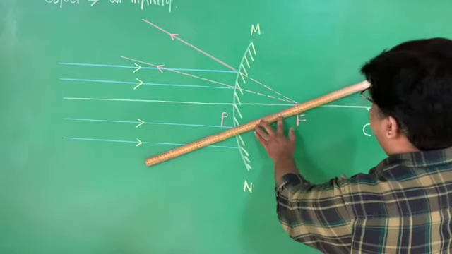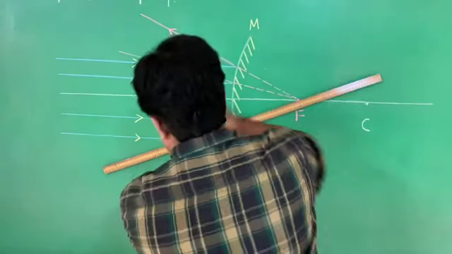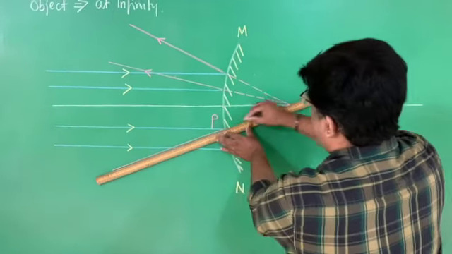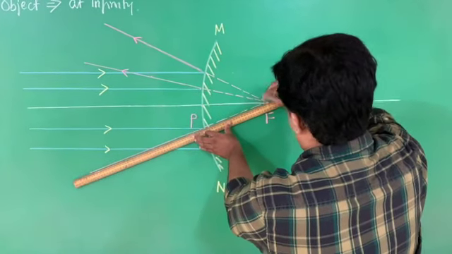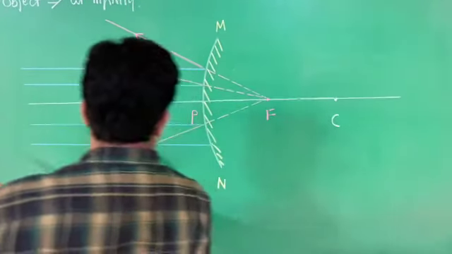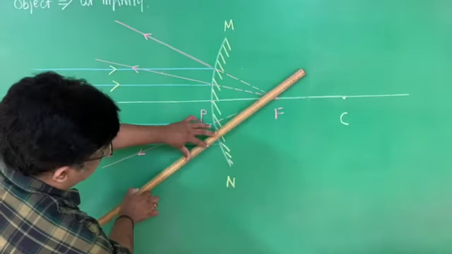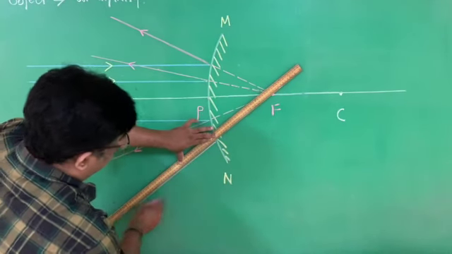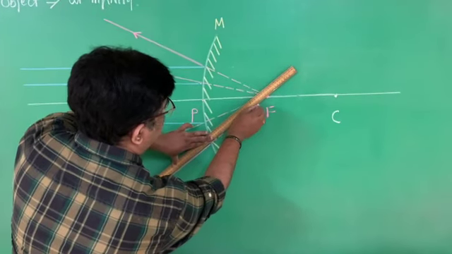It is going to diverge from the principal focus. When I wanted to extend behind the mirror, I should go by dotted line. It is coming like this. If I wanted to extend this, see, this is diverging like this. It appears to diverge from the principal focus.